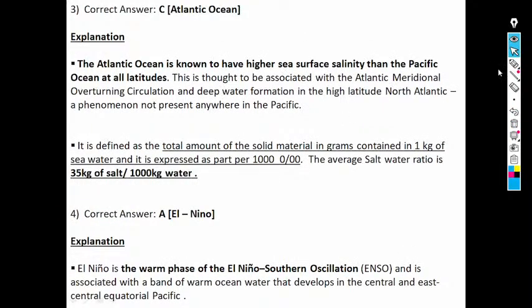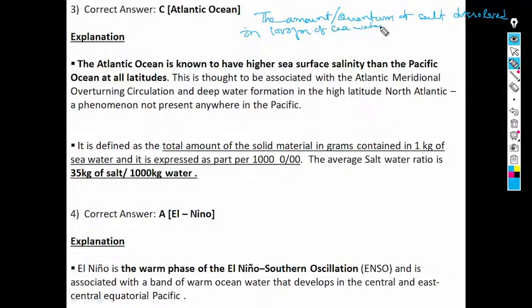Let's discuss now. See, salinity means the quantum of salt dissolved in 1000 gram of seawater.